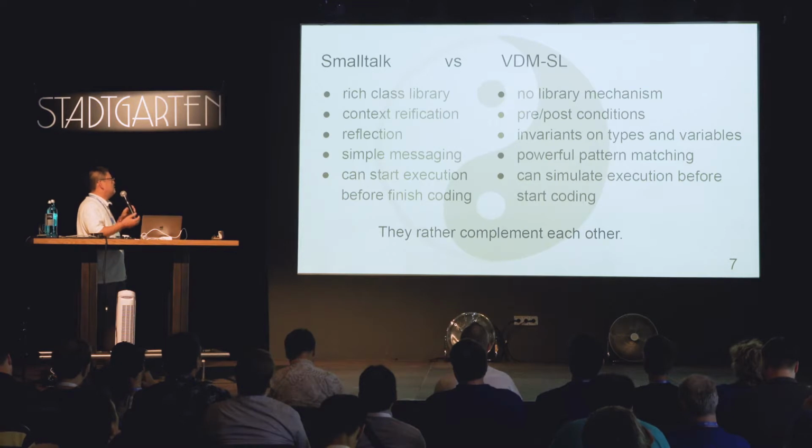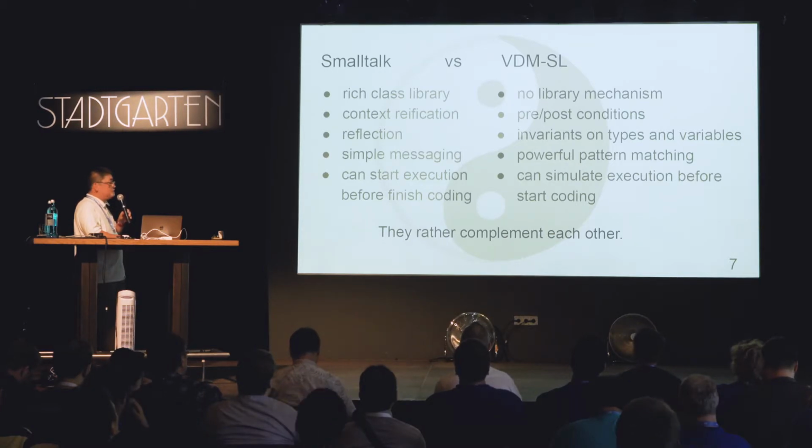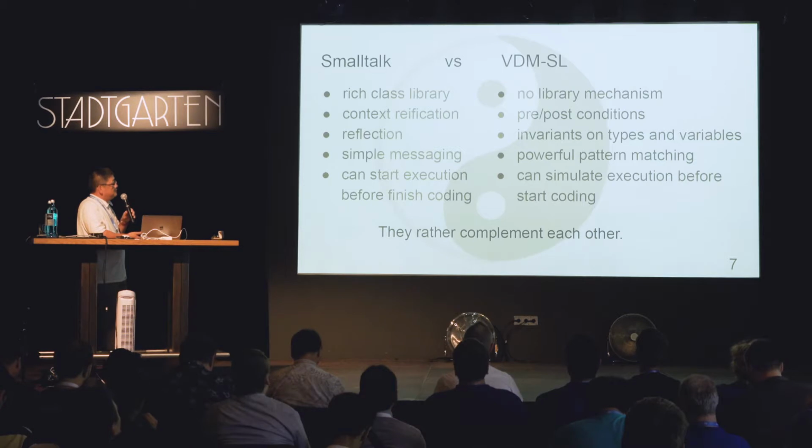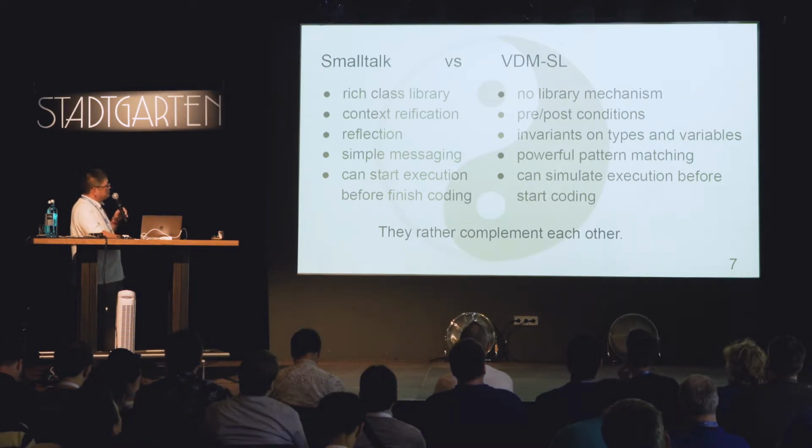Smalltalk has a rich class library, but VDM-SL has no library mechanism as a specification language feature. Also, Smalltalk has a strong context verification mechanism where we can see the execution context. But in VDM, we don't have that. But we can statically analyze what is going on using preconditions and postconditions. And the same goes for reflection, where we can change methods and so on during execution.